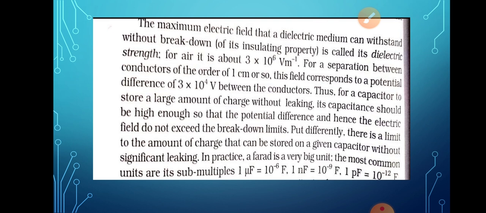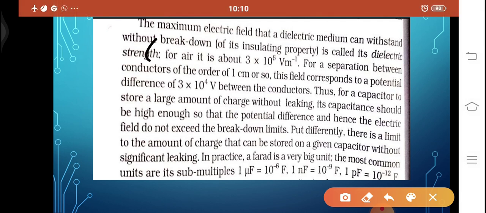For a capacitor to store a large amount of charge without leaking, its capacity should be high enough. Okay, so that is the dielectric breakdown. This breakdown is 3 × 10 to the power 6 volt per meter. This is the maximum strength of electric field between the two plates of a capacitor.